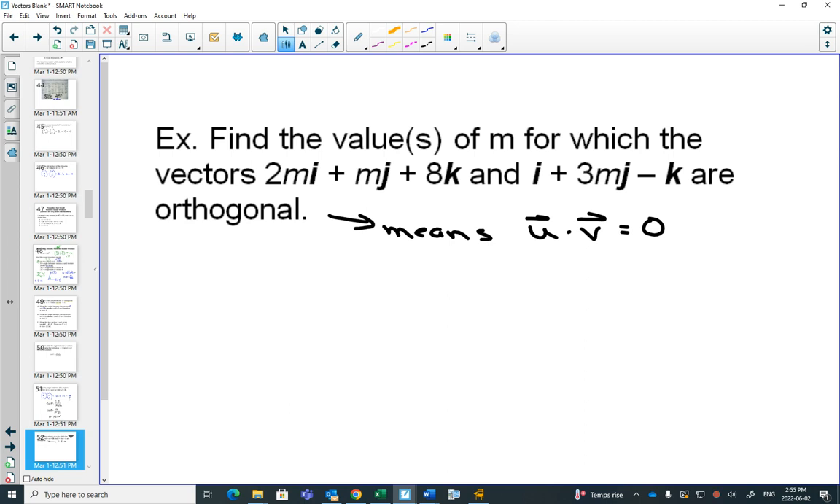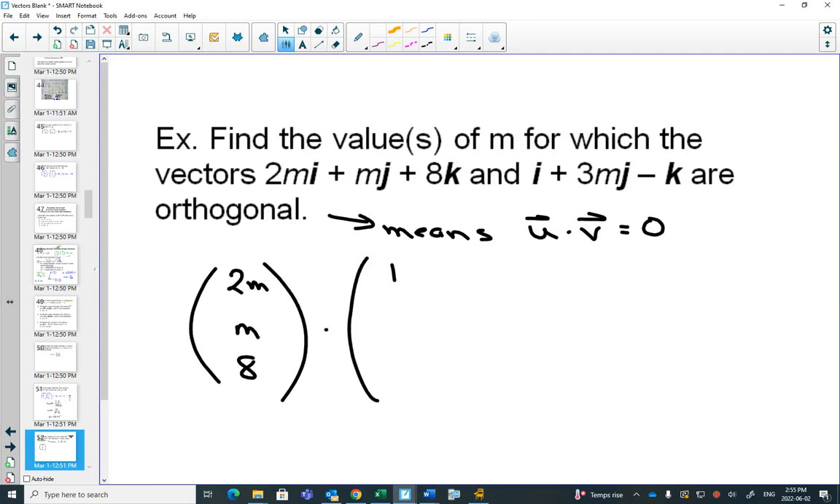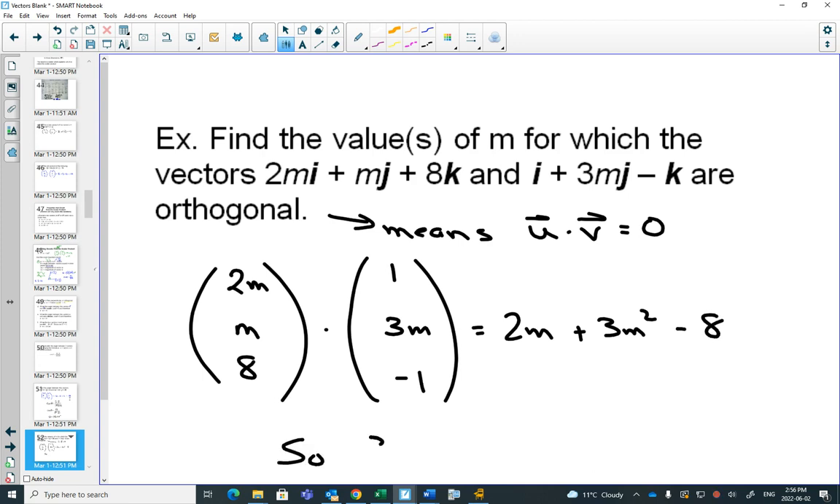So the fact that they tell us that these are perpendicular or orthogonal, we know that the dot product is equal to 0. The one vector is 2m, m, and 8. The other vector is 1, 3m, and minus 1. So the dot product between these two is 2m plus 3m squared minus 8. So 3m squared plus 2m minus 8 has to equal 0.